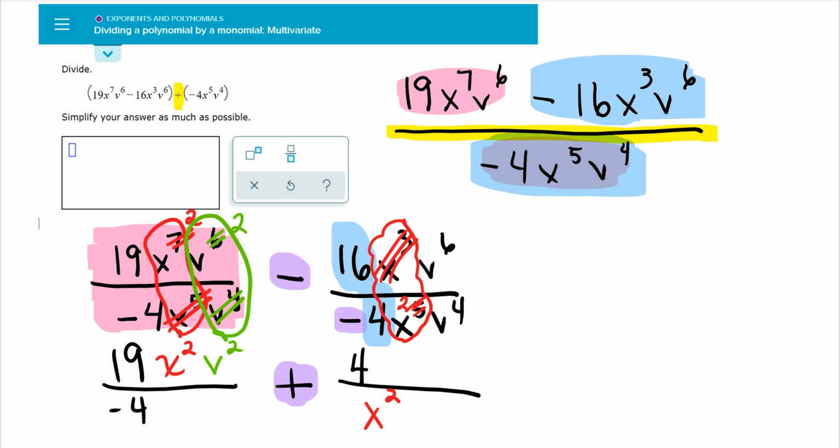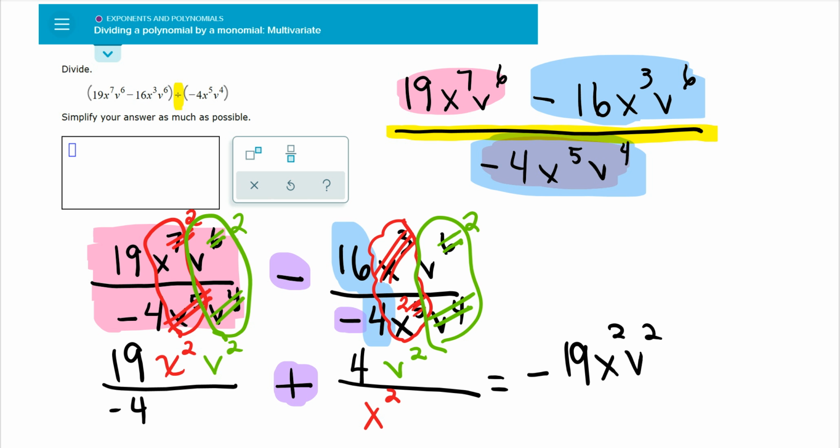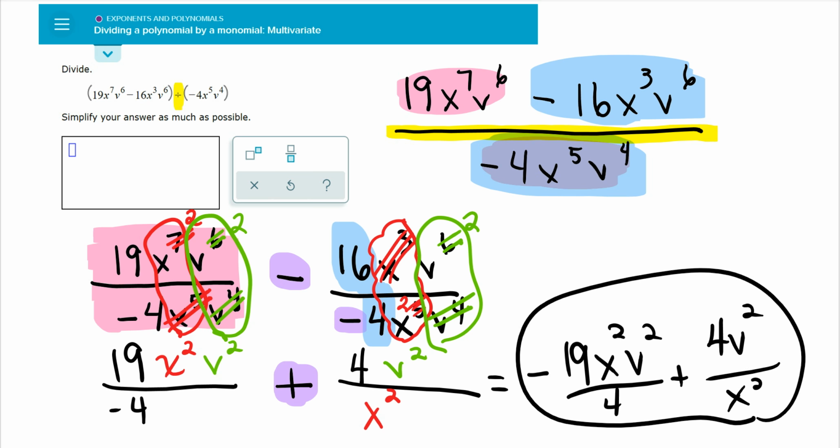And then I'm going to go to my v's, and these 2 v's are just like the other ones. The 4 v's in the bottom are going to cancel out 4 of the 6 in the top and leave you with 2. So you'll have a v squared there. So to make it pretty, it's a negative 19x squared v squared over 4 plus a 4v squared over an x squared. And that's my answer.